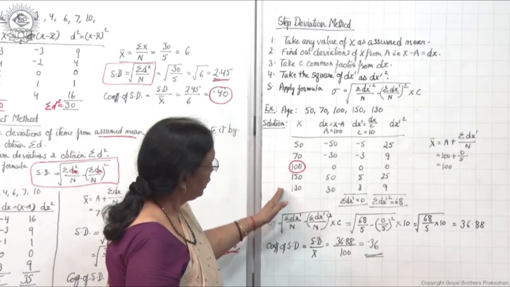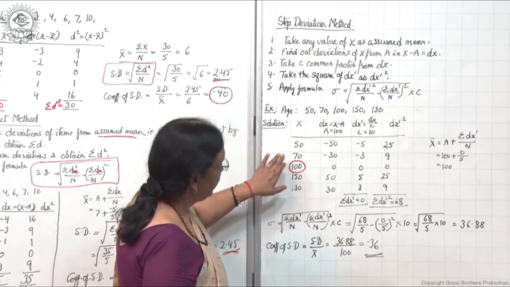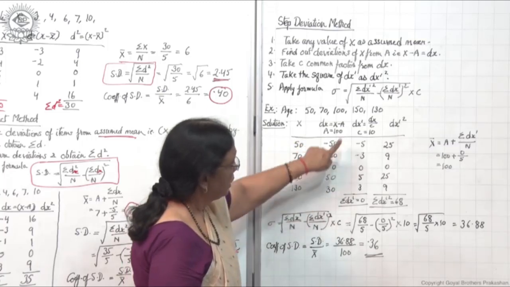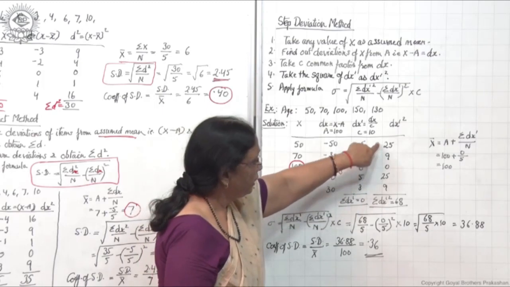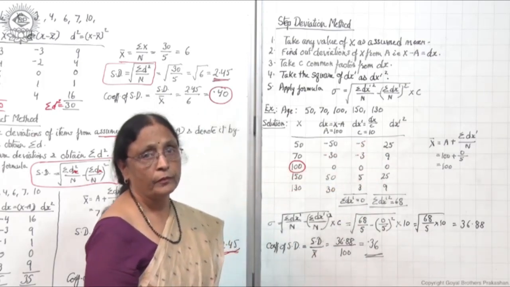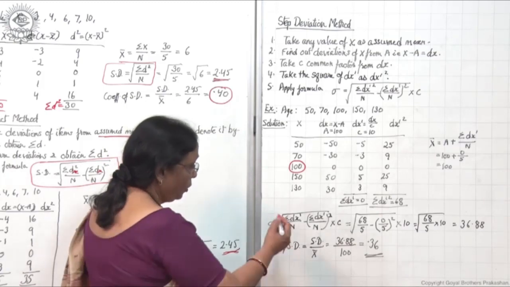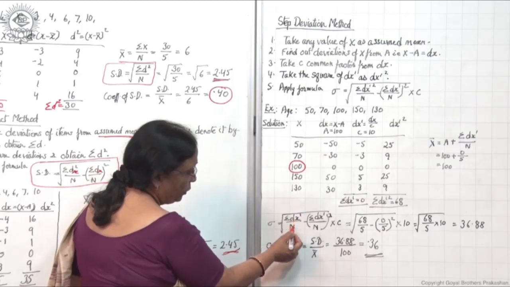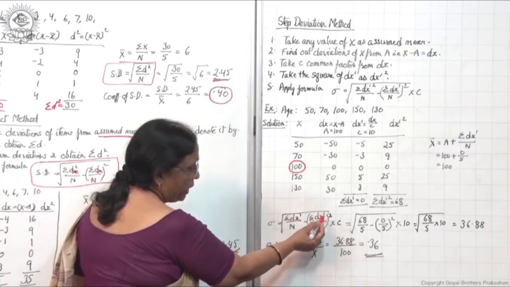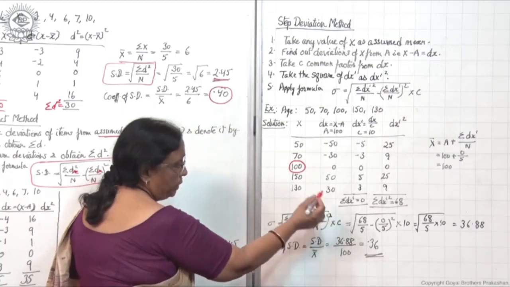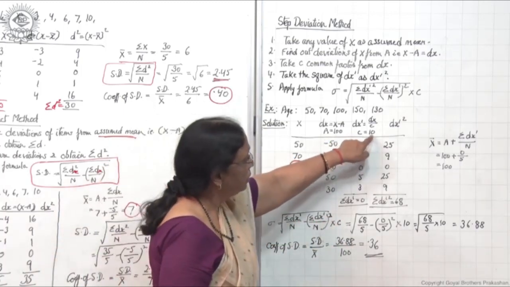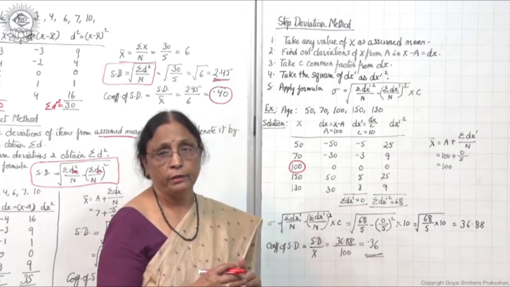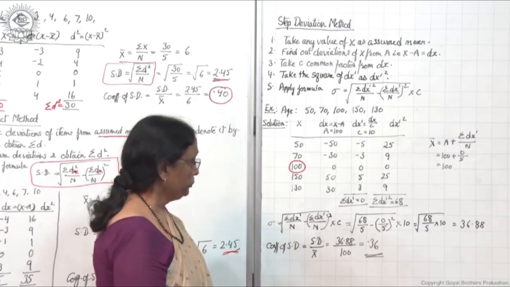So first you copy down the values, take the assumed mean, take out the deviations from the assumed mean, here 100, divide by the common factor and make the squares. Now apply the formula: under root of sigma dx dash square upon n minus sigma dx dash upon n whole square, into c. Because we have divided by c, here we multiply by c to balance it and equate the value.